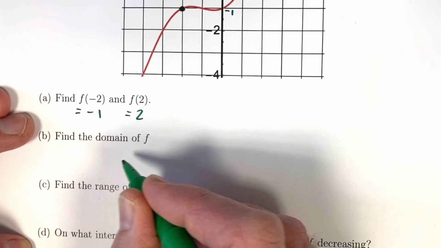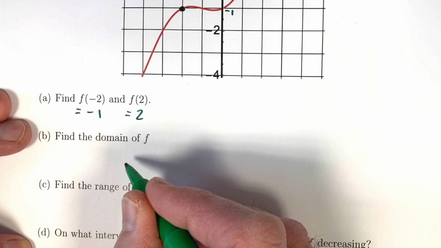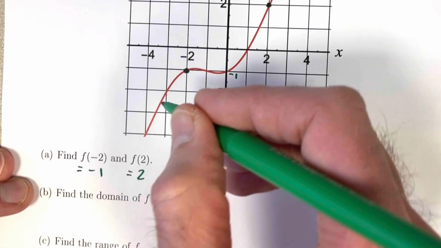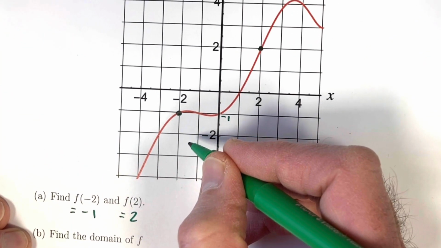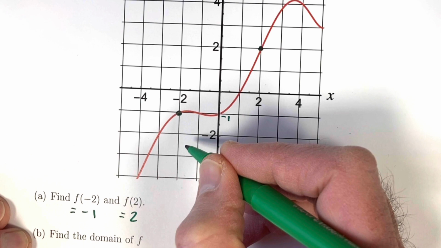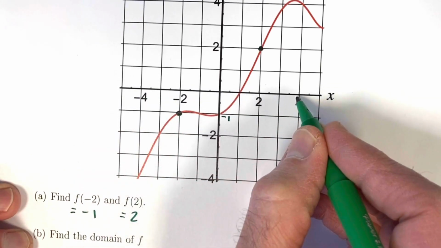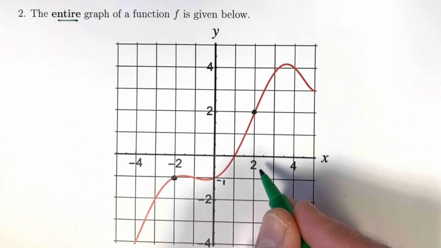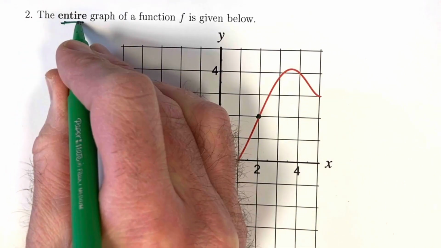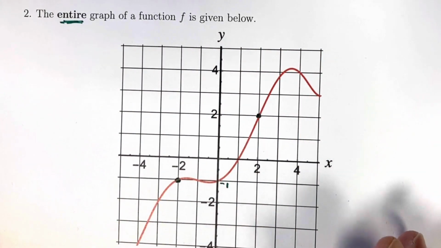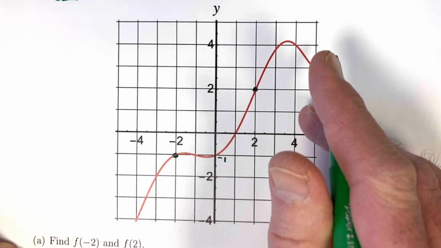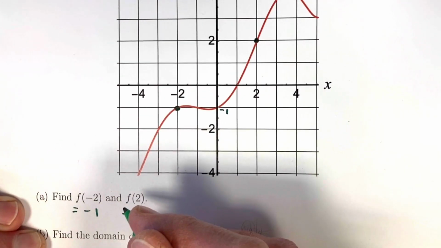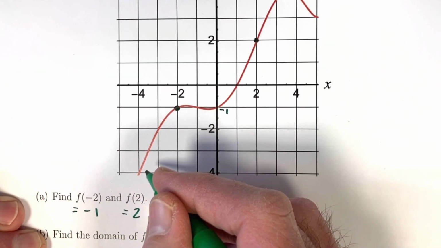Find the domain of f in part B. What does that represent? That represents the set, the collection of all possible inputs to the function. When you look at this graph, what are all the possible x coordinates? Think about the x-axis here and also realize that we are looking at the entire graph. We're pretending there's no more pieces to this graph. It doesn't go on forever to the right or to the left. What possible x coordinates are there?